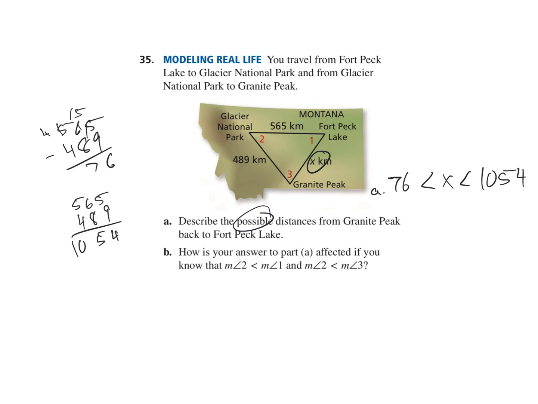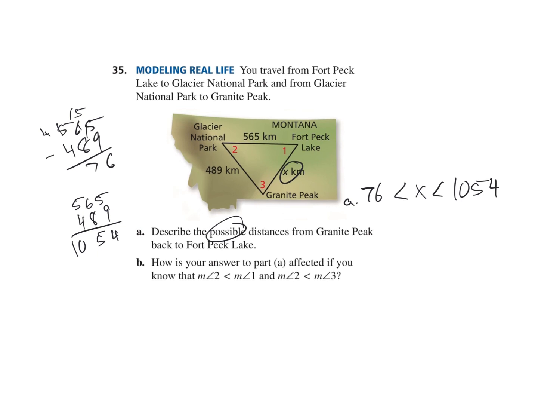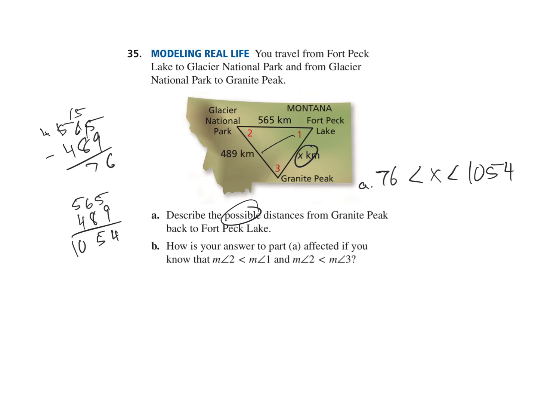Now, how's your answer to part A affected if you know that the measure of angle 2 is less than angle 1, and the measure of angle 2 is less than the measure of angle 3? Okay, so if angle 2 is less than angle 1, and angle 1 is opposite 489, then X has to be smaller than 489. And then it says angle 2 is less than angle 3. Angle 3 is opposite 565. So that means, again, angle 2, which is opposite X, X must be less than 565. Okay, so you got two different types of answers there of what the distances can be if you know those angles.